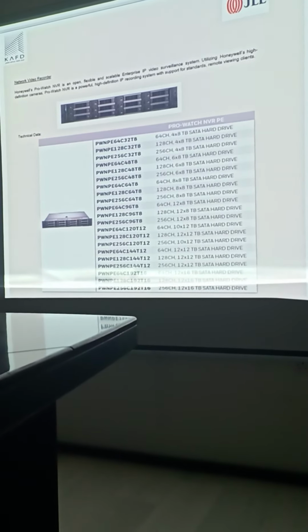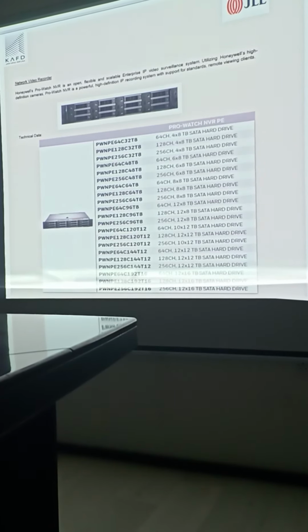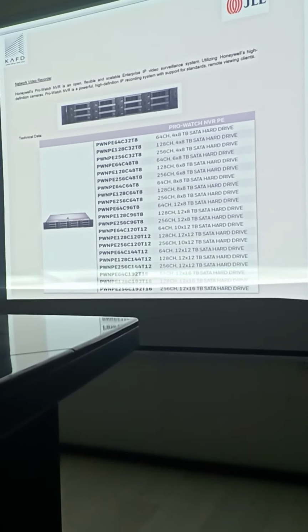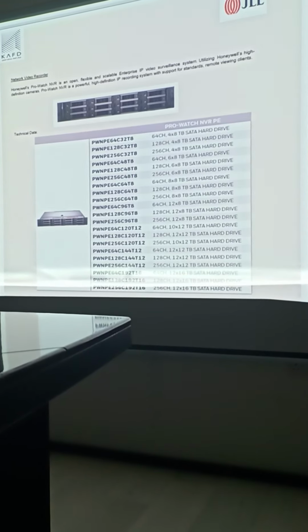So this is the list for the NVRs depending upon the number of cameras. Like you have a 64 channel, which is 64 cameras, and the hard drive calculation. Based on the hard drive calculation, we will give how many TB required for 502 parcel.